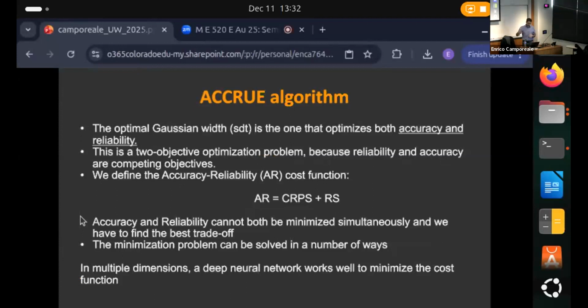I'm not going to show the algorithm, but it's very simple. The idea behind accrue is to minimize this composite score. There are a number of ways of solving a minimization problem. And we found out that especially if your input is multidimensional, you can just use a neural network to minimize that, and this works fairly well.